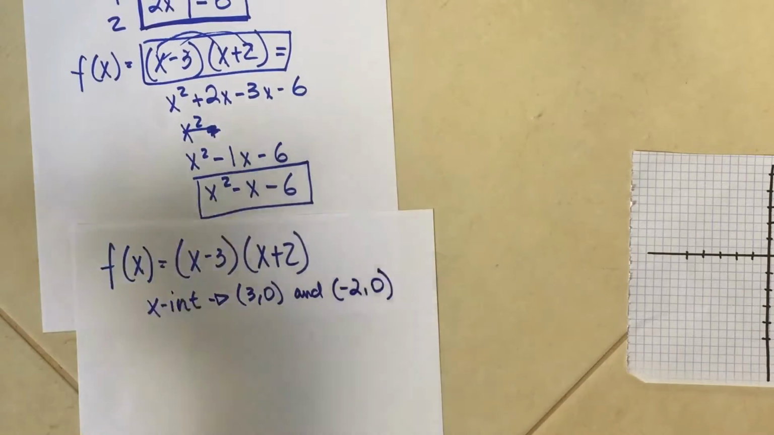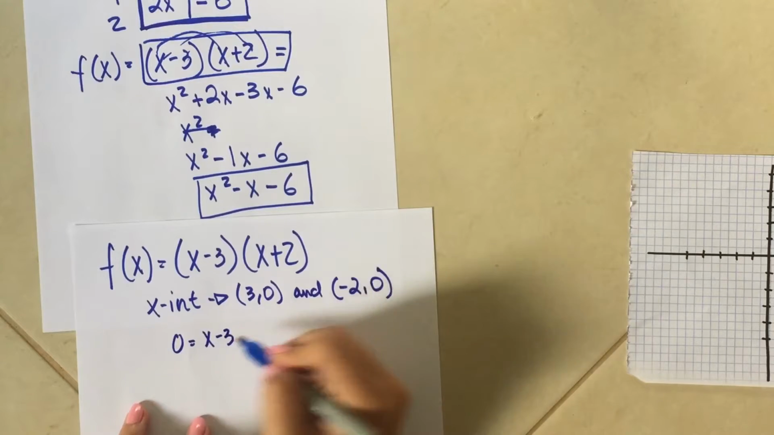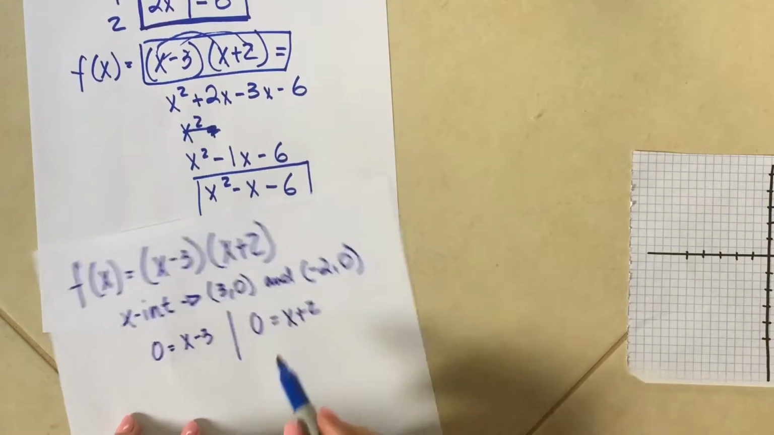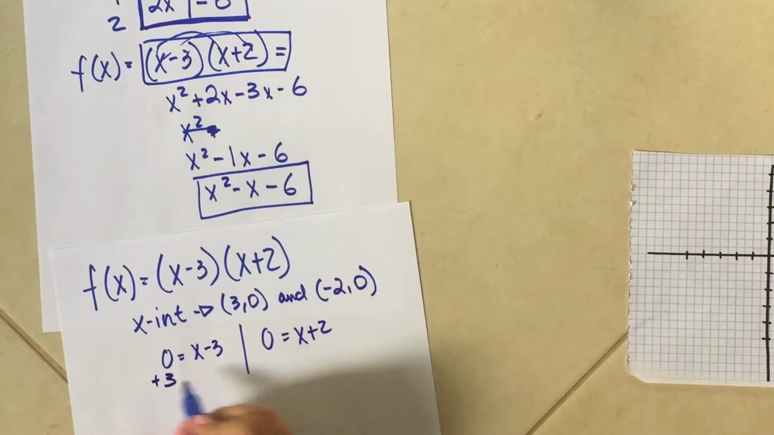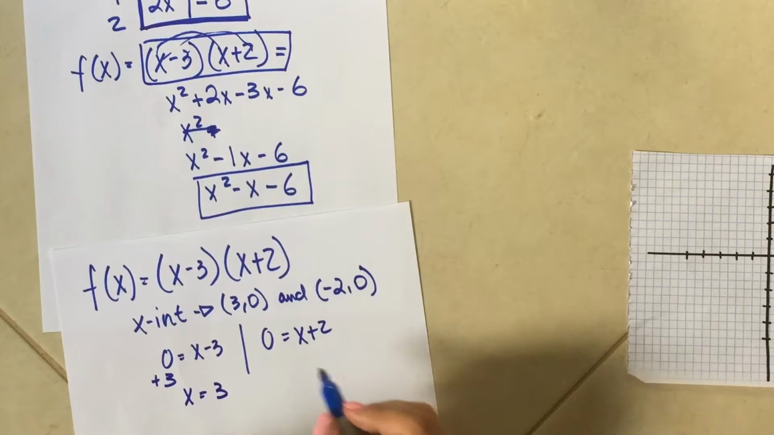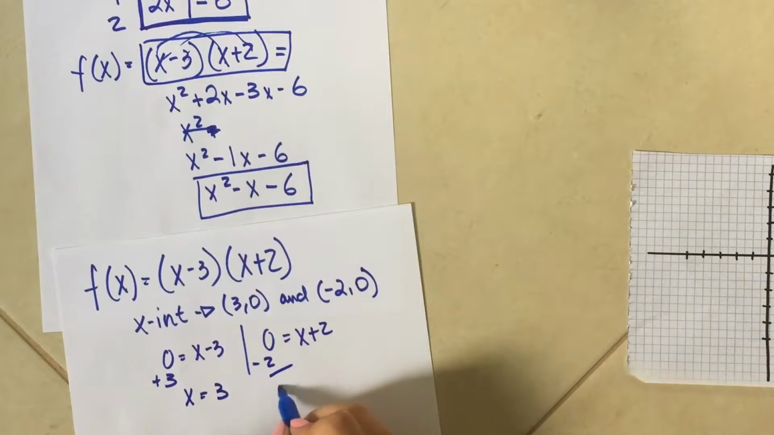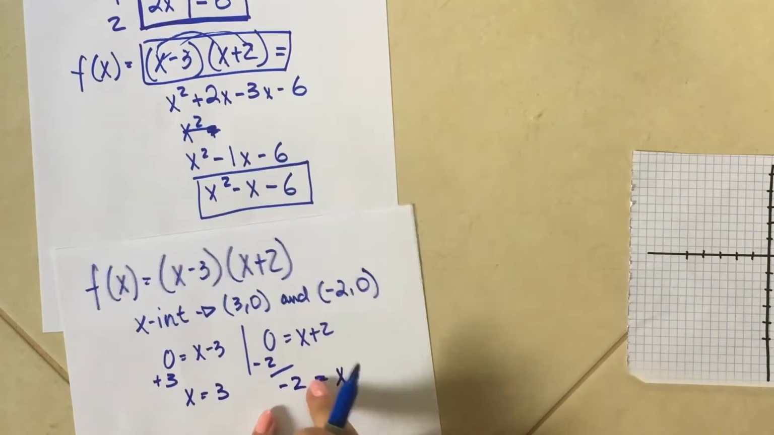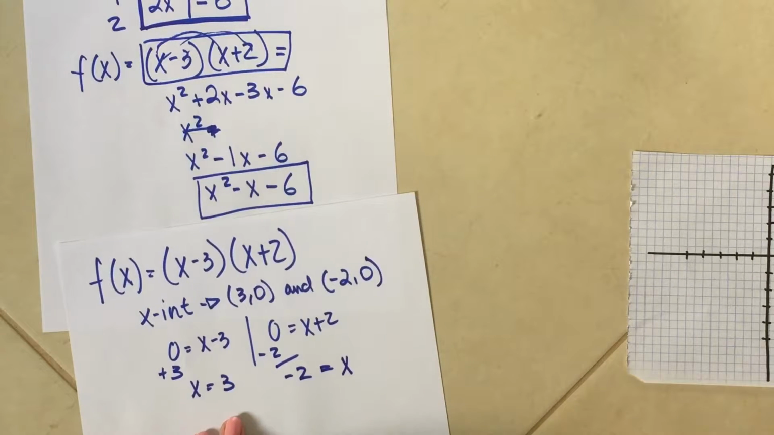How do I know that? Well, there's a way for us to check it. If we do 0 equals x minus 3 and 0 equals x plus 2, we need to find x. So for this one, we do 0 plus 3, which is x equals 3. For this, we do 0 minus 2, which is negative 2, equals x, which matches up to here. So those are our two x-intercepts.